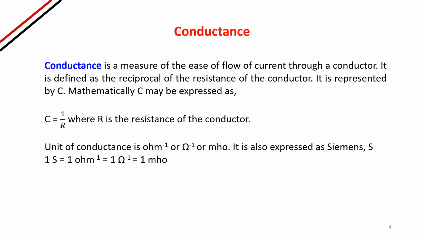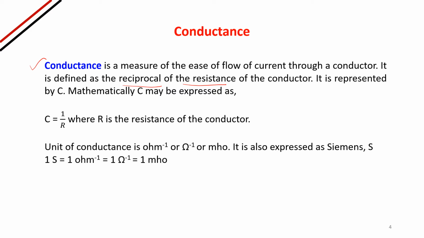Next comes conductance. Conductance is a measure of the ease of flow of current through a conductor. How easily the current can flow through a conductor. It is defined as the reciprocal of the resistance. Resistance will not allow the current to flow. Conductance means it is a measure of the ease of flow of current through a conductor. That is known as conductance.